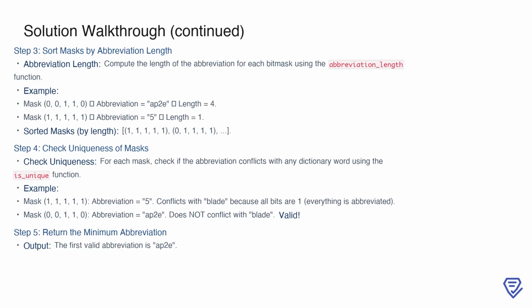After sorting, we check each mask for uniqueness using the is_unique function. This function ensures that the generated abbreviation does not conflict with any word in the filtered dictionary. For example, the abbreviation 5 from the mask 11111 conflicts with blade because it completely abbreviates the target, making it indistinguishable. However, the abbreviation AP2E from the mask 00110 does not conflict with blade, making it valid. Thus, AP2E becomes our minimum unique abbreviation.